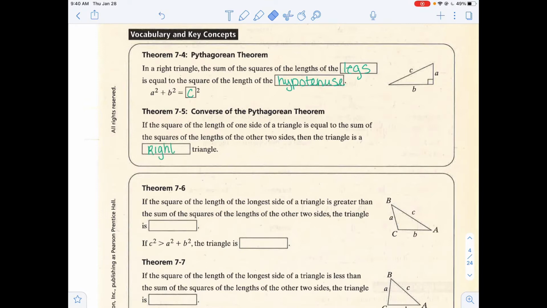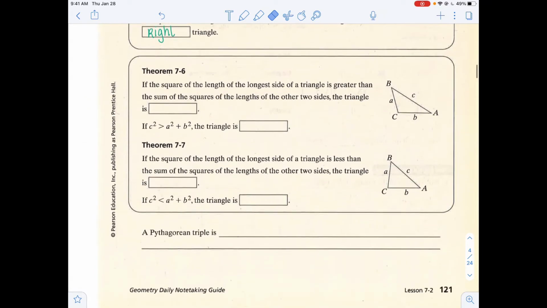It says if the square of the length of one side of the triangle is equal to the sum of the squares of the lengths of the other two sides, then the triangle is a right triangle. So what that's saying is, if we know it's a right triangle, we can use a squared plus b squared equals c squared to find the missing leg. If we know all the different sides, we can test it in that equation to prove if it's a right triangle. That's what the converse means.